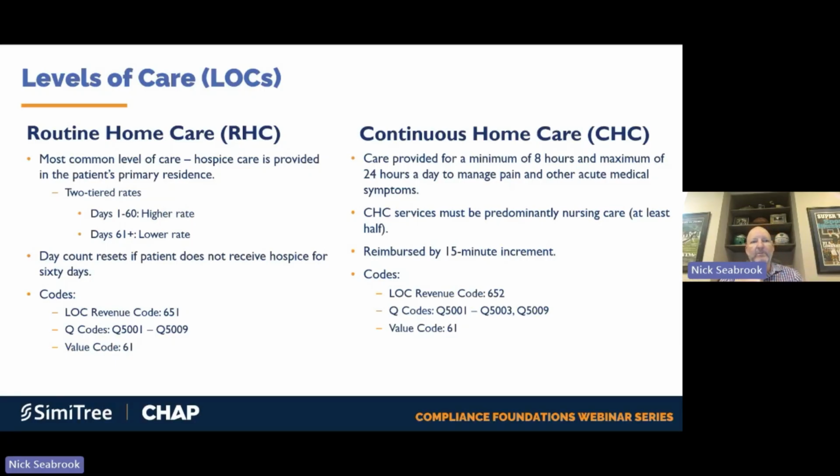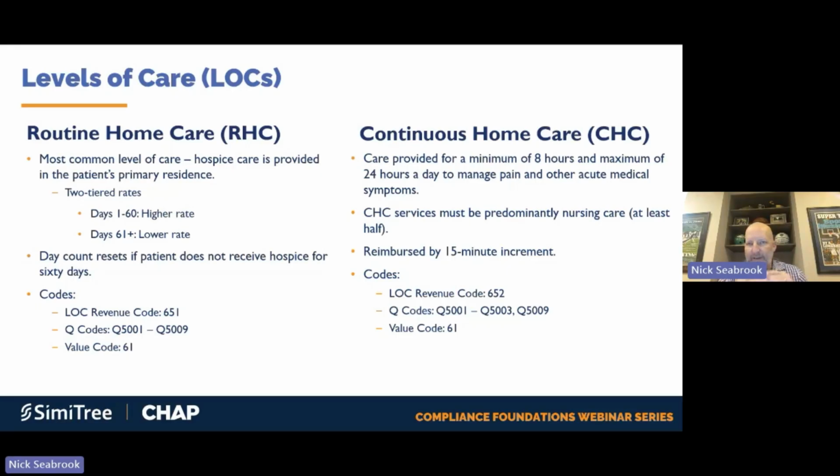So for routine home care, days 1 to 60, higher rate, 61 and beyond are at a lower rate. You can see there the day count resets if the patient does not receive hospice for 60 days. So similar to that whole early late that we looked at for home health, if there is that gap of 60 days, that's when it resets for hospice. If not, it's going to continue on with that 61 plus lower rate. You can see there the codes that are required to bill for routine care. And then we'll switch gears over here to the continuous care.